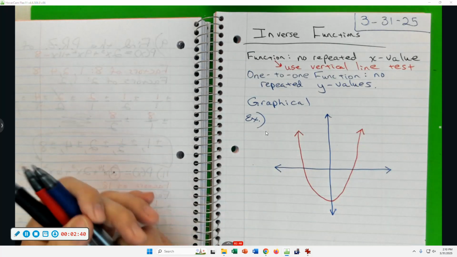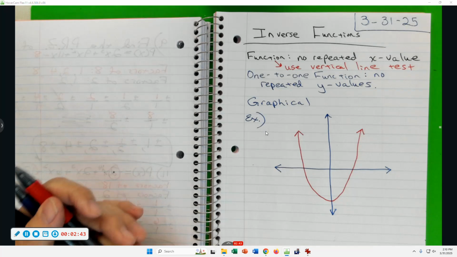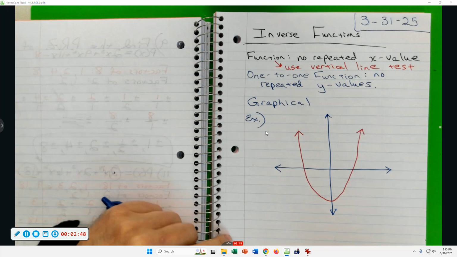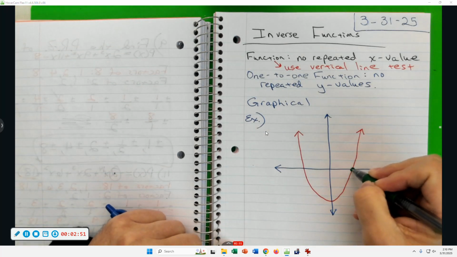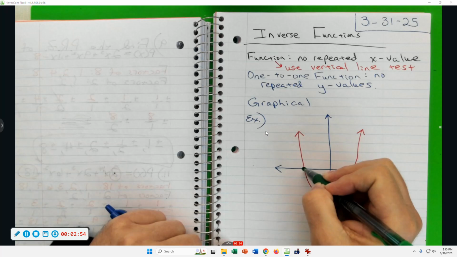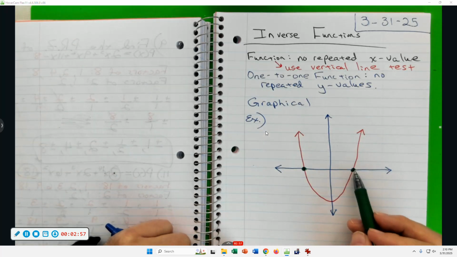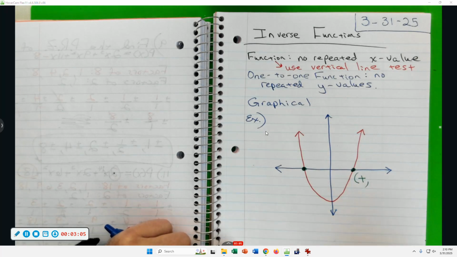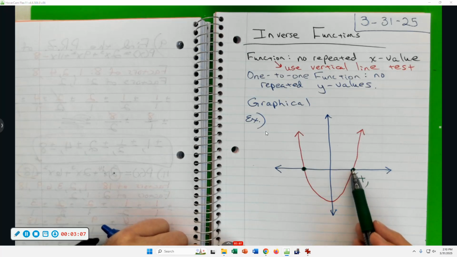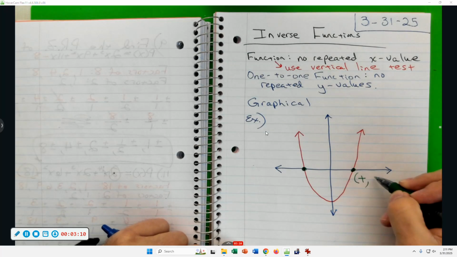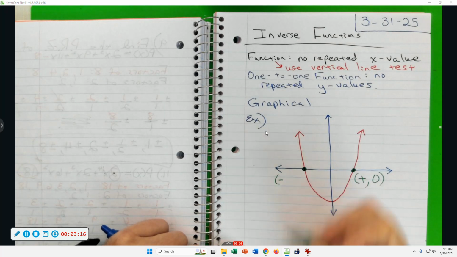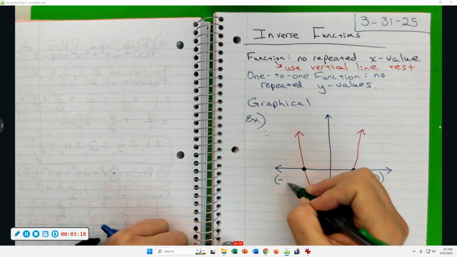But what about being one-to-one? Do we have any repeated y values? Let's look at these 2 ordered pairs, here and here. I don't know what the x value is, but we know the x value is positive. What's the y value? Zero, because it's sitting on the x-axis. What about this point? It would have a negative x value and a 0 for the y value.